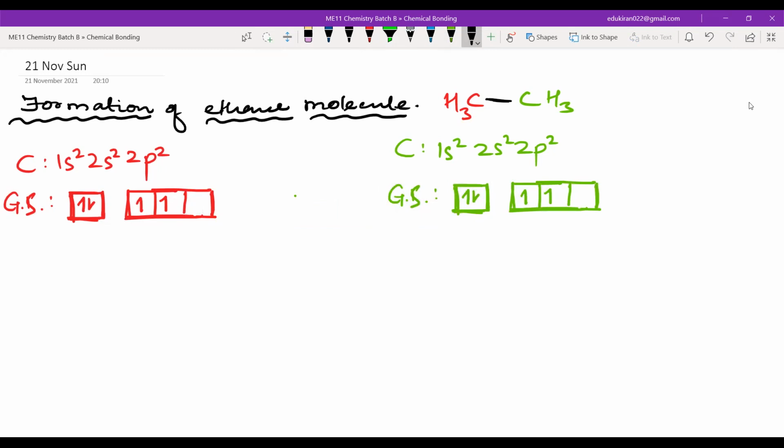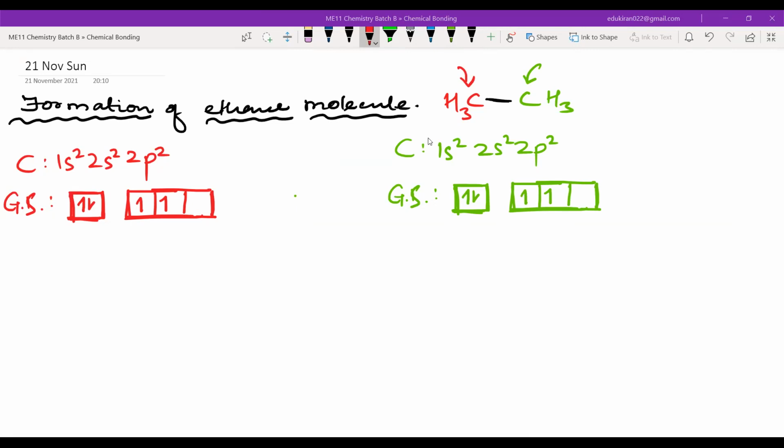Now, what did I say? How many bonds is the carbon making? Each of the carbons, the red one and the green one, how many bonds are they making? 4 bonds. Carbon is tetravalent, so carbon makes 4 bonds. Now, if it is making 4 bonds, then how many unpaired electrons should there be? There should be 4 unpaired electrons.